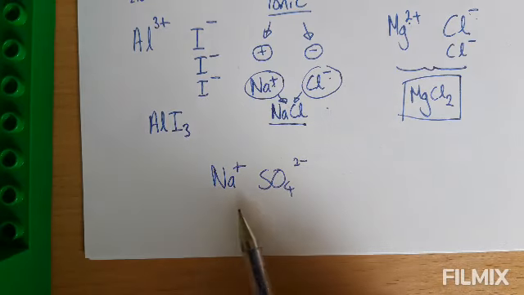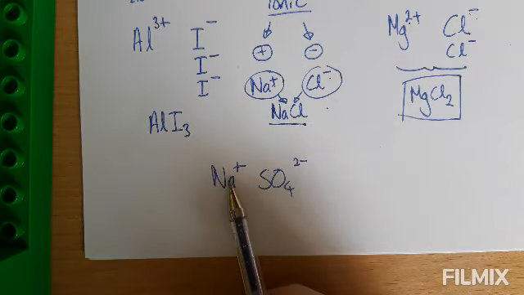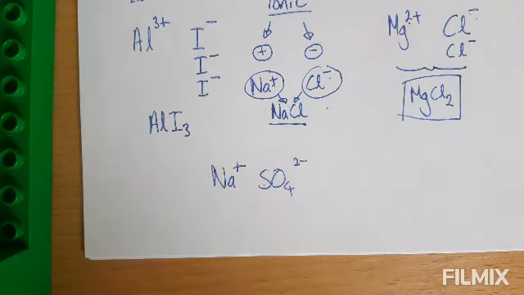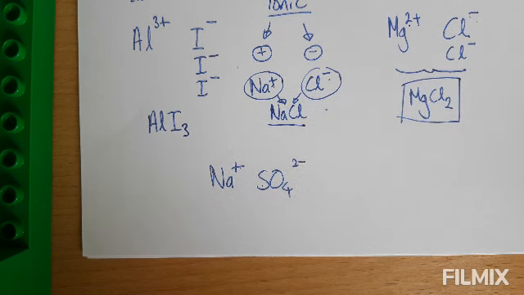Watching this video now, would you be able to write the formula for sodium sulfate? Sodium forms Na+, sulfate is SO4 2-. Okay, I'm going to just pause here and sit in silence for 10 seconds while you try and work that out. You can pause the video. I couldn't be bothered sitting for 10 seconds, it felt too weird.